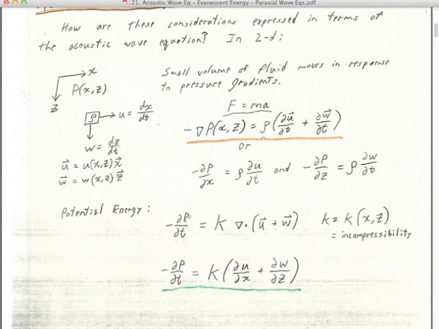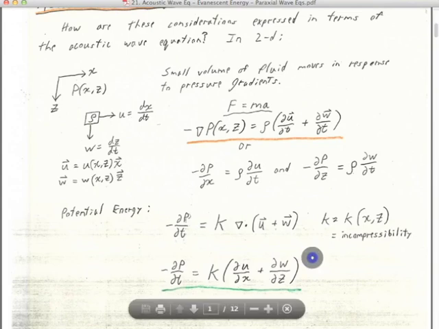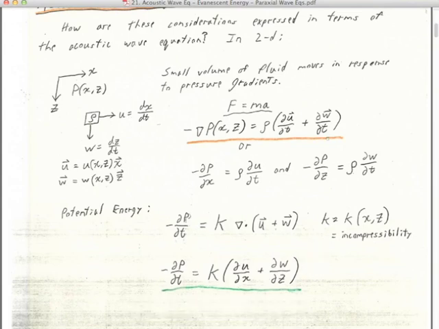scalar wave equation. We've got Newton's second law, F equals ma, and we have the constitutive relation, which is basically showing how energy goes between kinetic energy and potential energy, controlled by minus dp dt. The pressure p, of course, is our wave field in time and space, equal to the incompressibility k times the quantity du dx plus dw dz. Okay. So now we'll put those together.